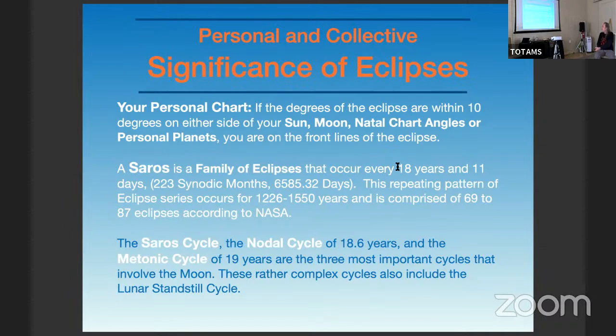Significance of eclipses: your personal chart. If the degrees of the eclipse are within 10 degrees on either side of your sun, moon, natal chart angles, or personal planets, you are on the front lines of the eclipse.